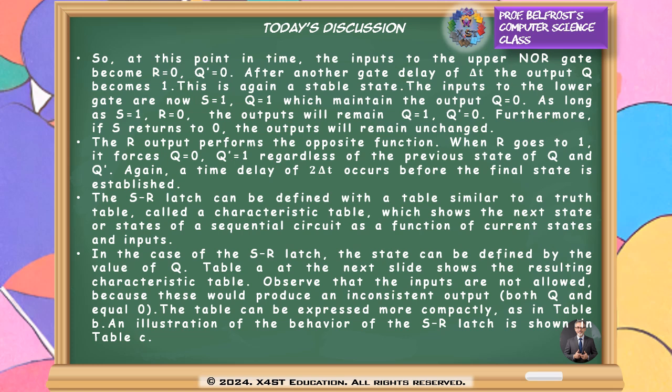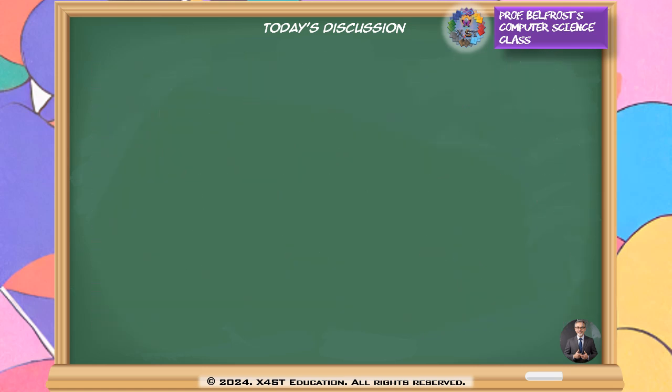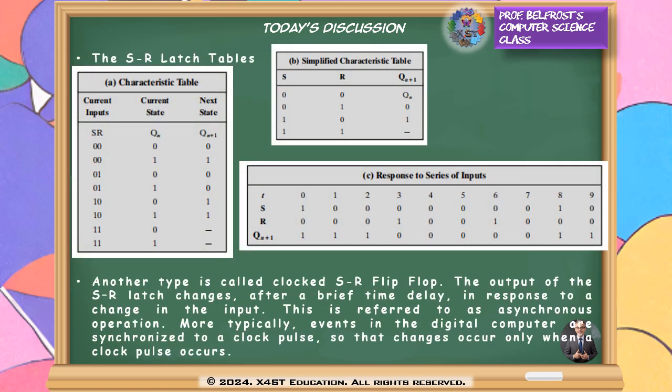Observe that there are certain inputs that are not allowed because they will produce an inconsistent output where both Q and Q not equal 0. The table can be expressed more compactly as shown in table B, also in the next slide. An illustration of the behavior of the SR latch is shown in table C on the next slide. Please pay attention.